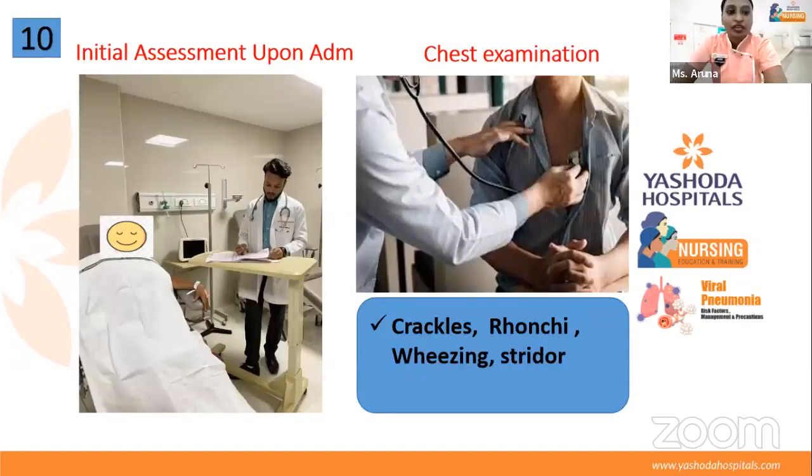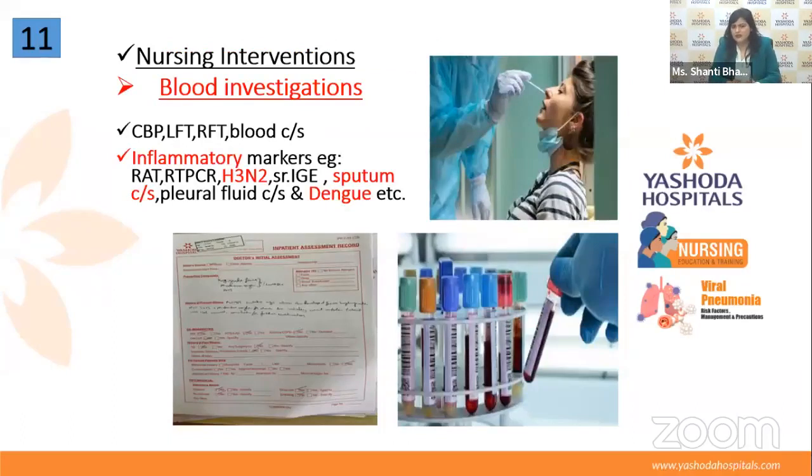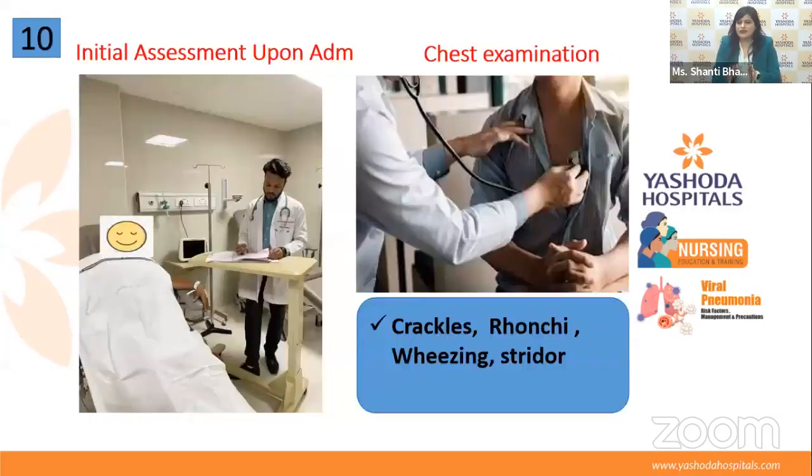When the patient comes to the hospital, the first step is the initial assessment done by doctors upon admission, and they also need to do a chest examination by auscultation to know the abnormal lung sounds of crackles, rhonchi, wheezing, and stridor. I think we have forgotten to mention the abnormal sound called crepitus. I think that is also heard, sir, if you agree.